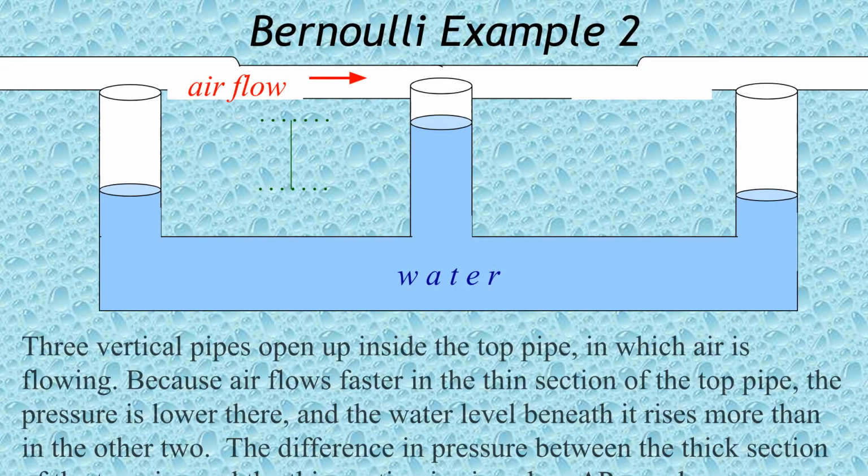In this setup, air flows faster in the constricted section of the upper pipe, resulting in lower pressure. This lower pressure allows the water level in the middle vertical tube to rise higher than the others. The pressure difference is determined by the height of the water column. Delta P equals rho g h.